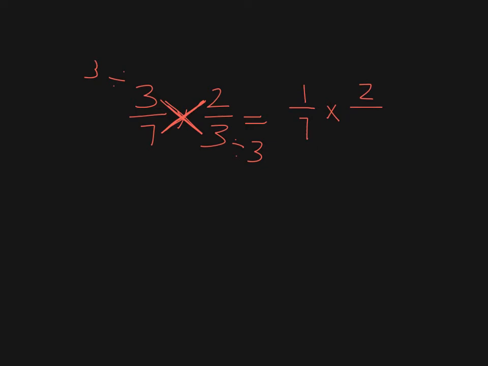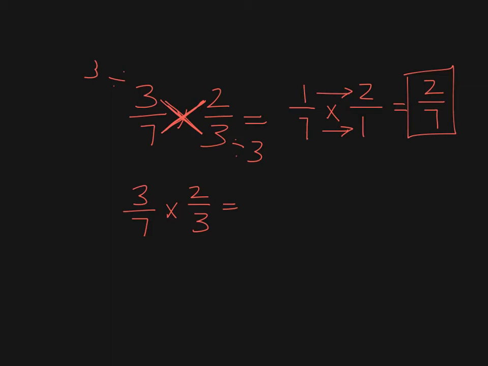3 divided by 3 is 1. So I just go straight across to do my multiplication. 1 times 2 is 2. 7 times 1 is 7. So it equals 2/7.